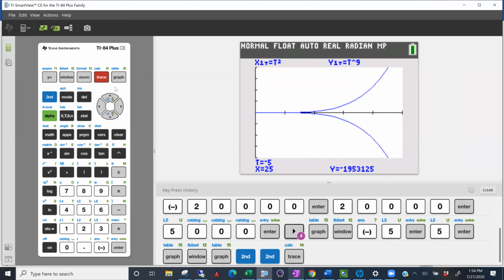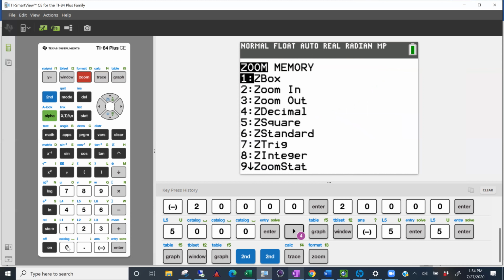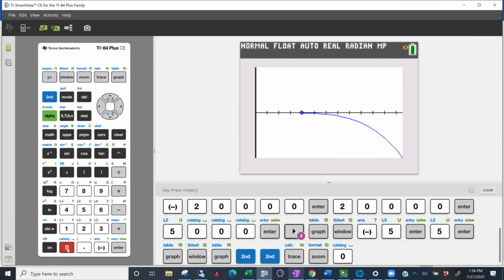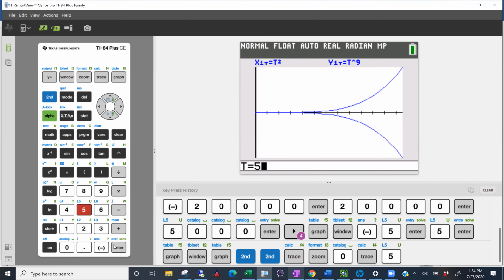But the unfortunate part is that you can't always rely on zoom fit, because if I did zoom fit here, it's going to really squish my graph. Sometimes it does things to your graph that you don't expect. And in particular, when I trace this, I get some huge numbers, right? You can trace t equals 5, for instance. It's going to be on the other side there. But again, you're getting something up to 2 million.